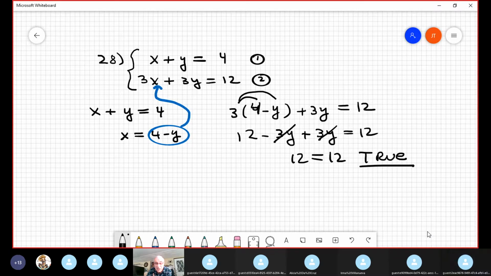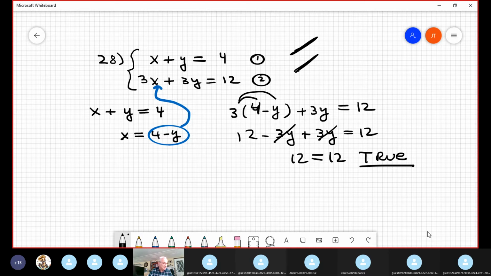No contradiction, a true statement. That means the interpretation is that we have infinitely many solutions. Infinitely many solutions. Okay? In an easy way, it's the same line. So equation 1 represents a line, and equation 2 represents the same line. And it's obvious because they are dependent equations. Suppose you multiply equation number 1 by 3: 3x, 3y, and 3 times 4 is 12. Wow, it's the same. I discovered nothing new.